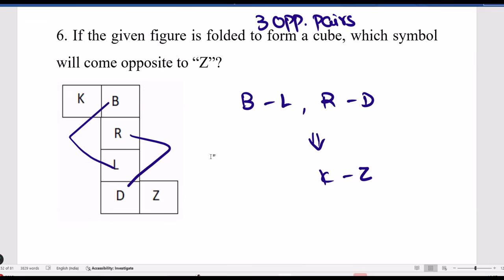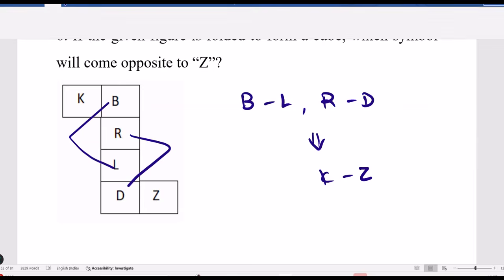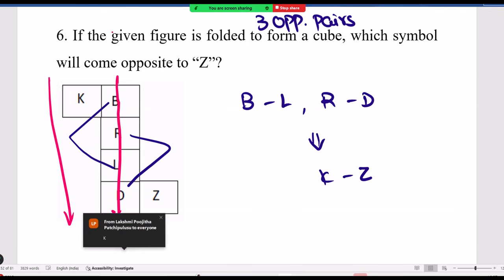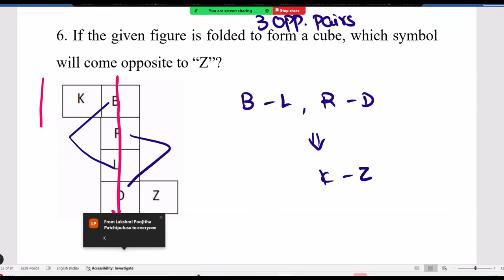Row wise, column wise. I am checking here in this column wise. Okay, alternate sides are always opposite. B and L. Okay, I'm checking in column wise. K is correct, yes.